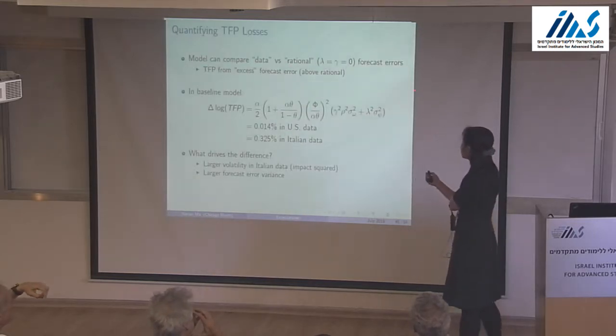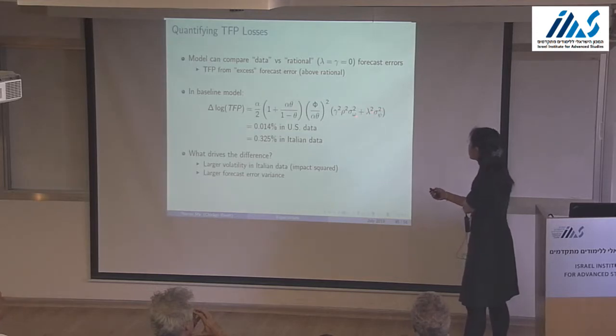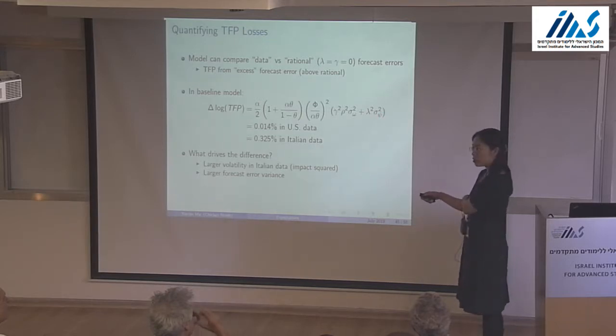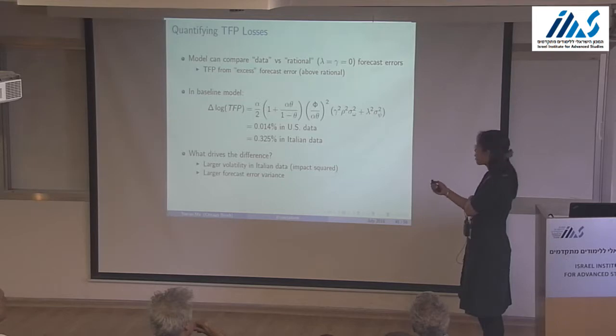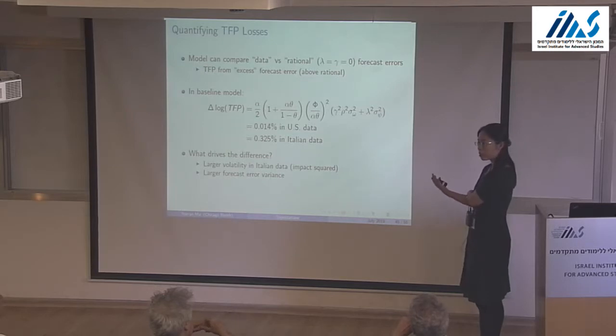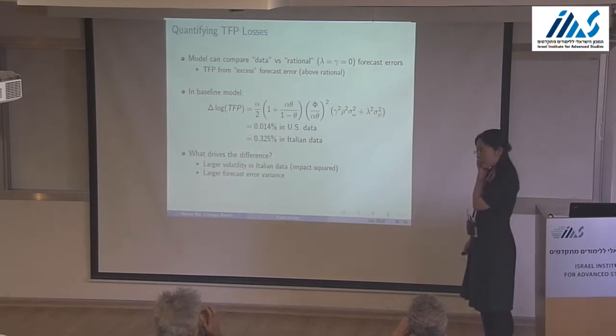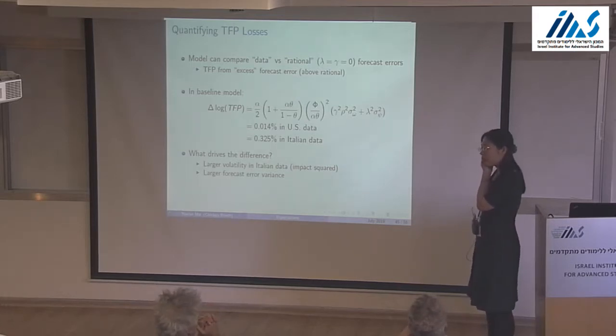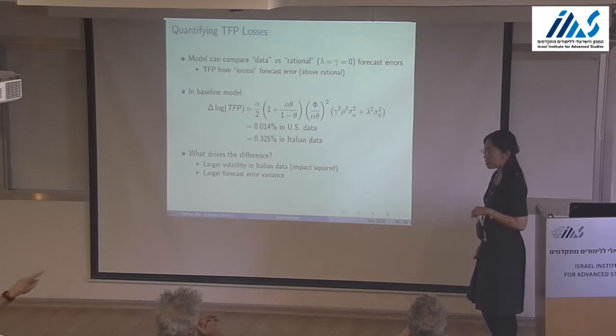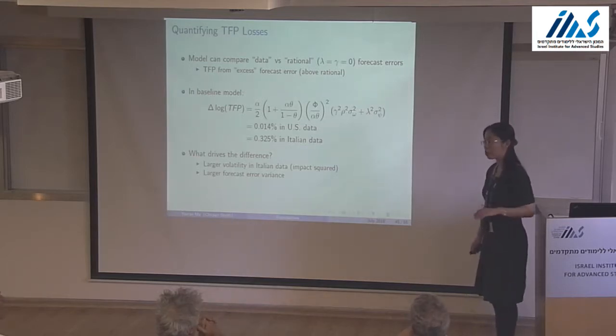Well, you can technically, but I should have some backup slides on this. So this is identified off of regressing the TFP residual on the forecast error. The forecast error has error that comes from both components, and the TFP residual, from the perspective of the econometrician, has more of the composite effect. Operationally it doesn't really matter.